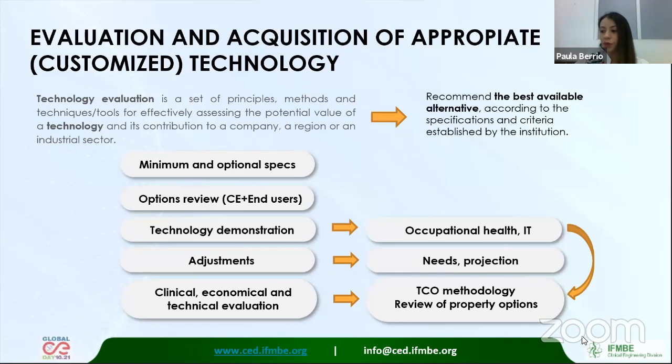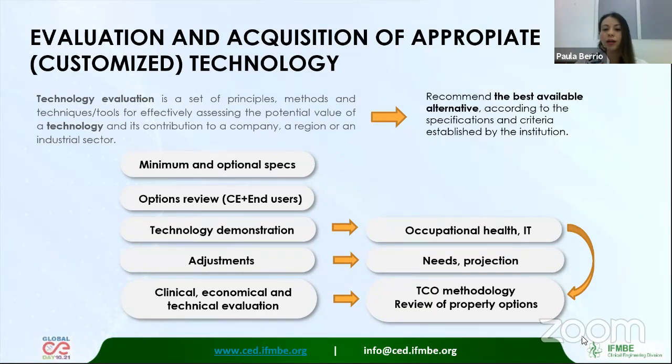So the first improvement we have done is in our technology acquisition process. We have the same initial steps, but in this process, we add the participation of IT people and occupational health people. So it led us to include in our technology demonstration and in our technical specifications review costs related to, for example, interoperability networks and costs related to safety use of the equipment. Additional to that, we add a specific step of adjustments.